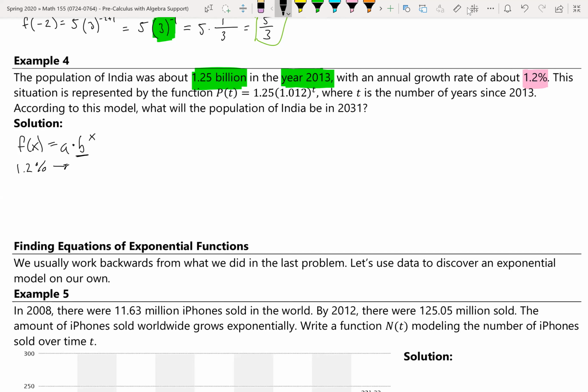Right, this is where we do the 0.012, correct? And since we have a growth, what do we do? Add a percent. Right, so we add 1. Our formula is 1 plus percent change. This is the percent change that we need to plug in. So that is going to be 1 plus 0.012, which is 1.012.